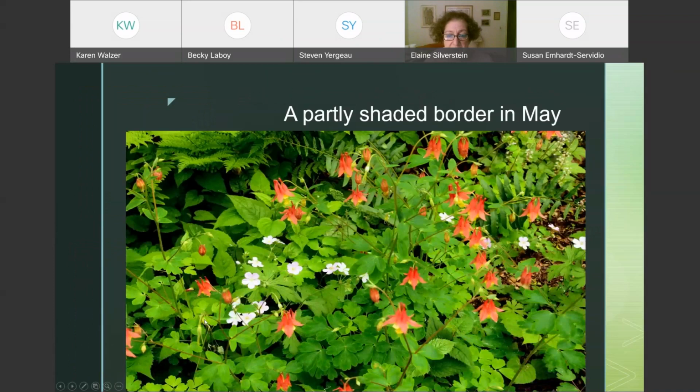Just, again, similar thing for shade. This is a partly shaded border, and you can see it's in May. So what's in bloom is columbine, our native columbine. When my columbine is in bloom, that's when I see hummingbirds. I would imagine they're migrating sometime during May, and that's the time of year that I know I'm going to see hummingbirds, because they like these red and orange flowers.